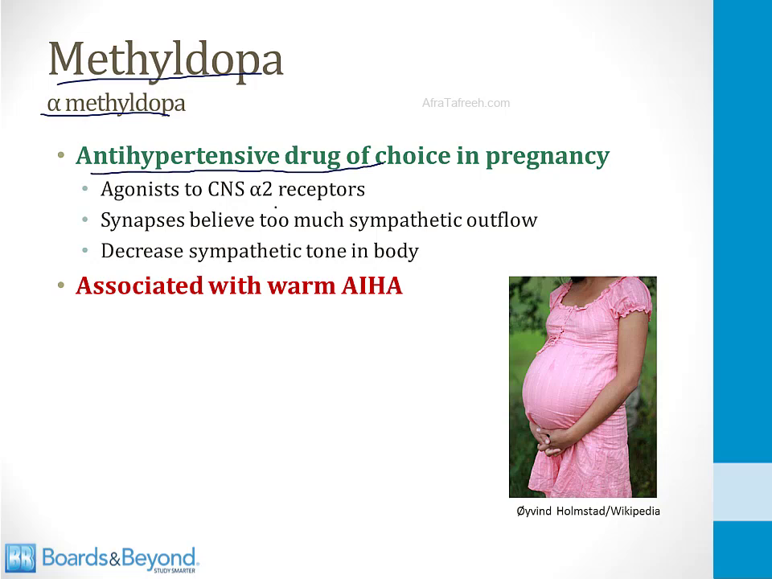It's an agonist to central nervous system alpha-2 receptors, so the synapses will believe there is too much sympathetic outflow because methyl dopa is stimulating the alpha-2 receptors. This will cause the central nervous system to decrease the sympathetic tone in the body, and that will result in a lowering of the blood pressure. And this drug is associated with warm autoimmune hemolytic anemia.